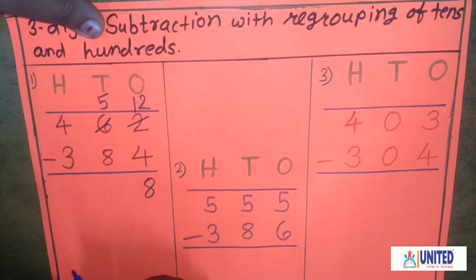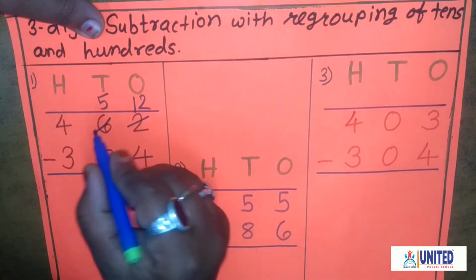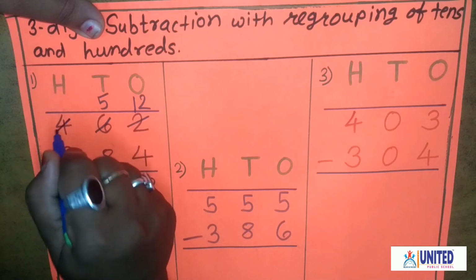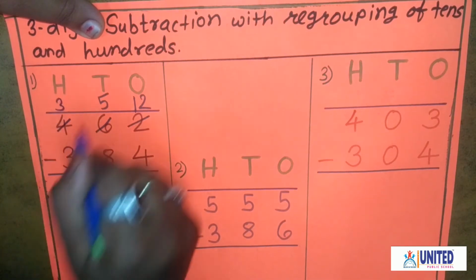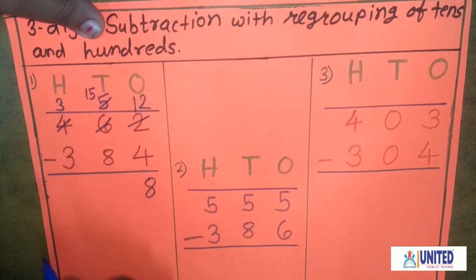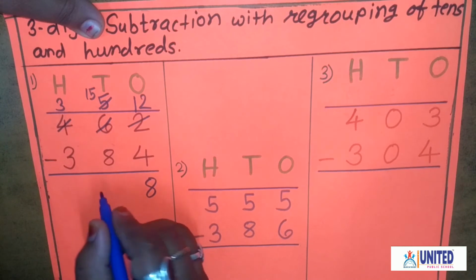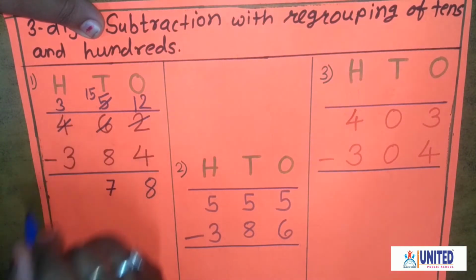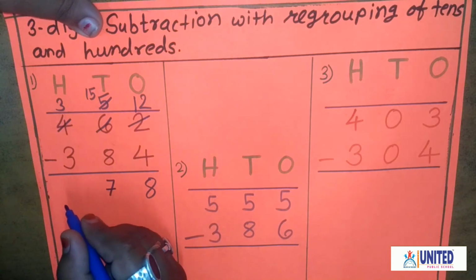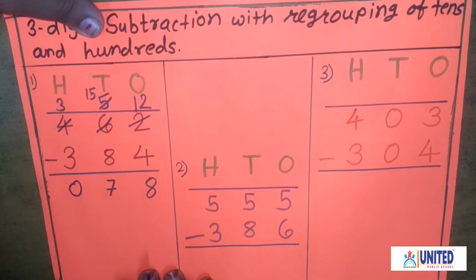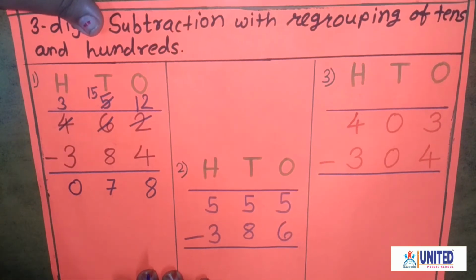But 5 minus 8 is not possible. So we can take the borrow from the 100 columns. So here 3 remains, and 5 cut it out. We have to write the 15. Now 15 minus 8 is 7. And in the 100 columns, 3 minus 3 is 0. So our answer is 78. Let us see another example.